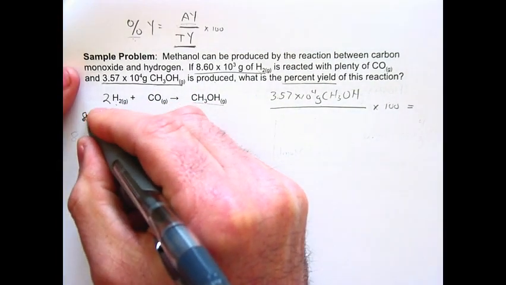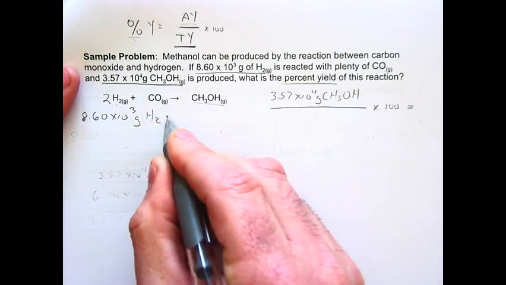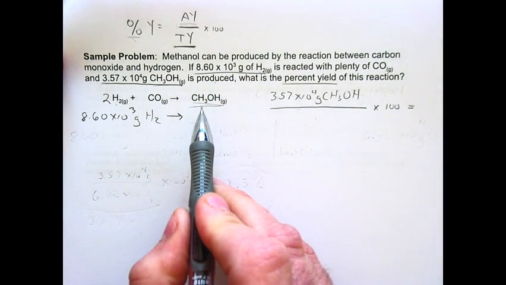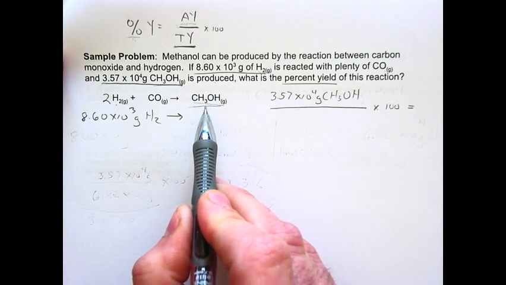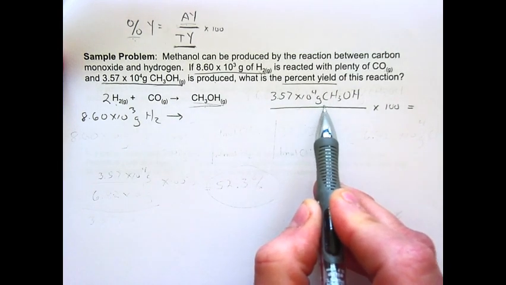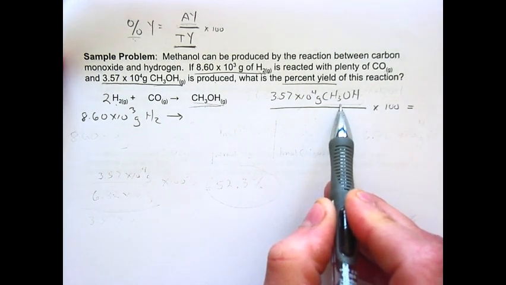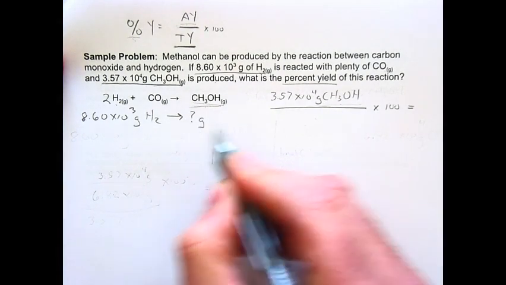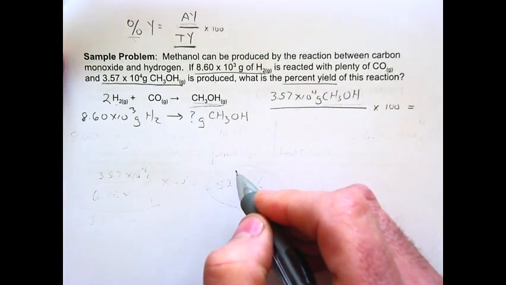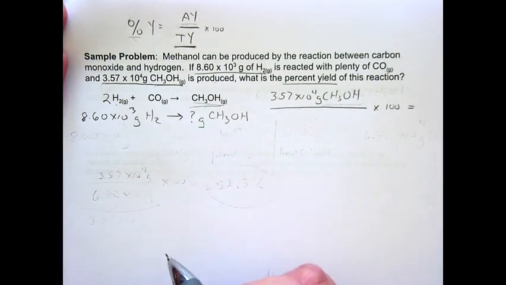So we have 8.60 times 10 to the third grams of hydrogen, and the question is, how much product is being formed? Now the endpoint, units, and identity must be the same as those of the actual yield. Since they tell us that a certain number of grams of methanol are actually produced, we now need to calculate how many grams of methanol were theoretically supposed to be produced. So that becomes our endpoint. We now do a mass-to-mass stoichiometry.